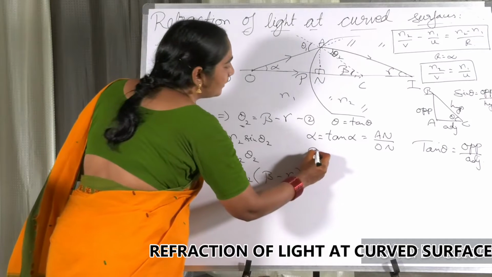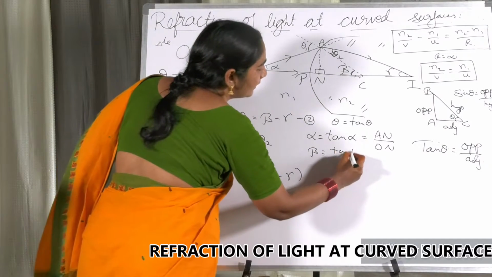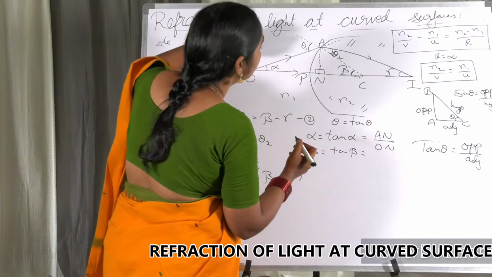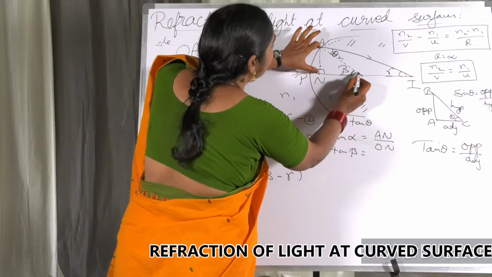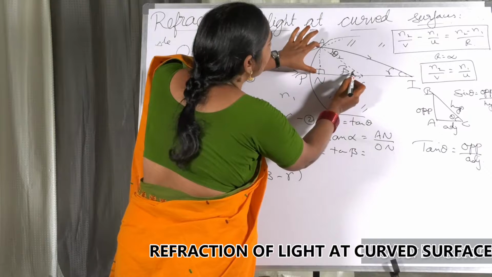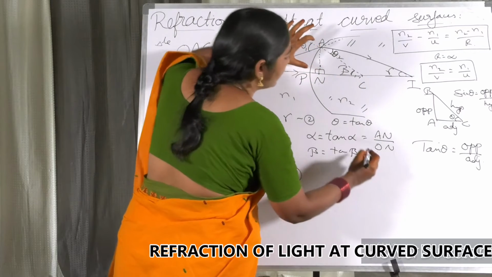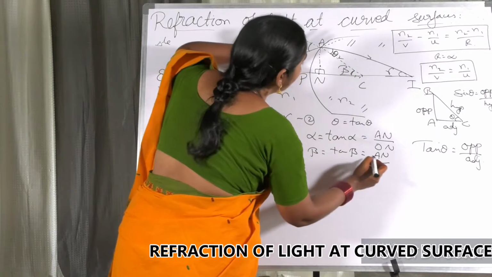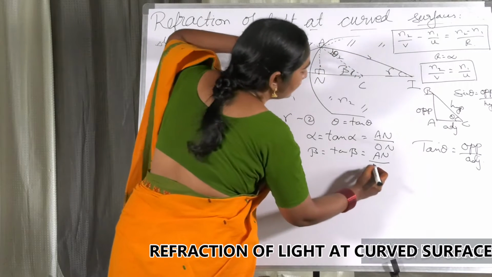And next I can replace beta by tan beta, which is equal to, see my dear friends, take this triangle. Now take this right angle triangle. Now tan beta is equal to opposite side. This is the opposite side, means AN, by this side, that is NC.